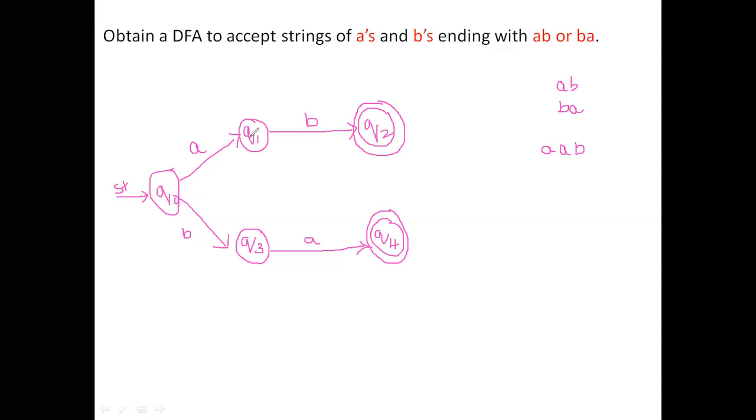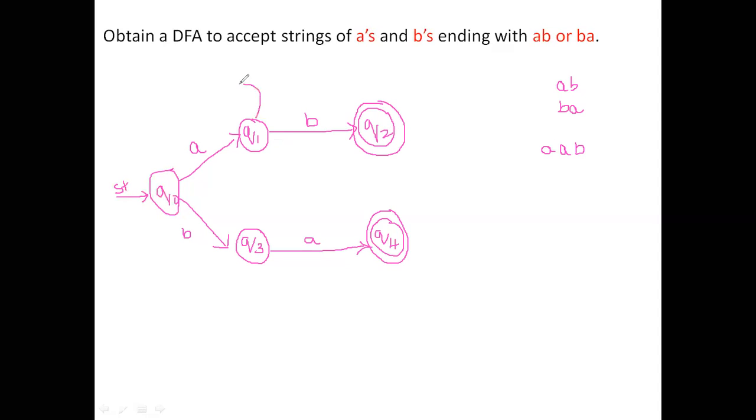Now, what about Q1? When Q1 receives A, whether it should stay in Q1 itself or whether it should go to any other particular state, that we need to discuss. Fine. See here, according to this particular string, AAB we have, right? String ending with AB. After this A, if we have B, then directly it will be accepted in this way.